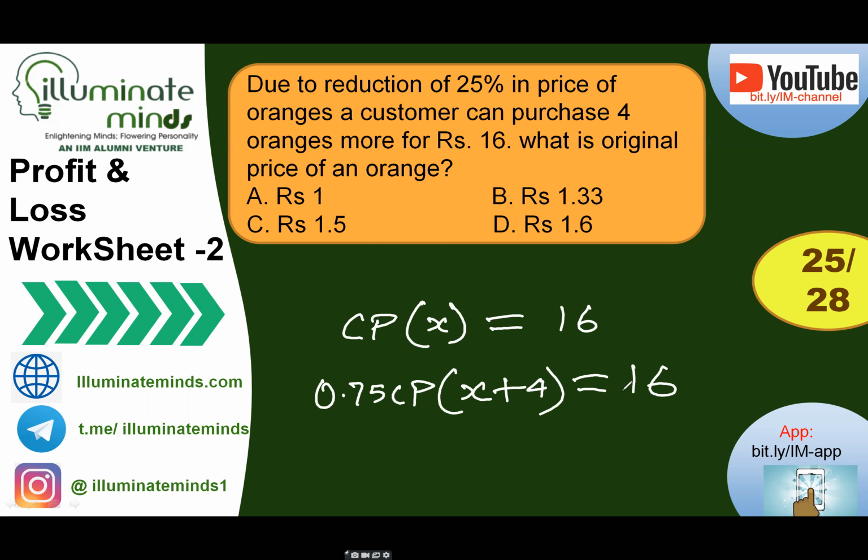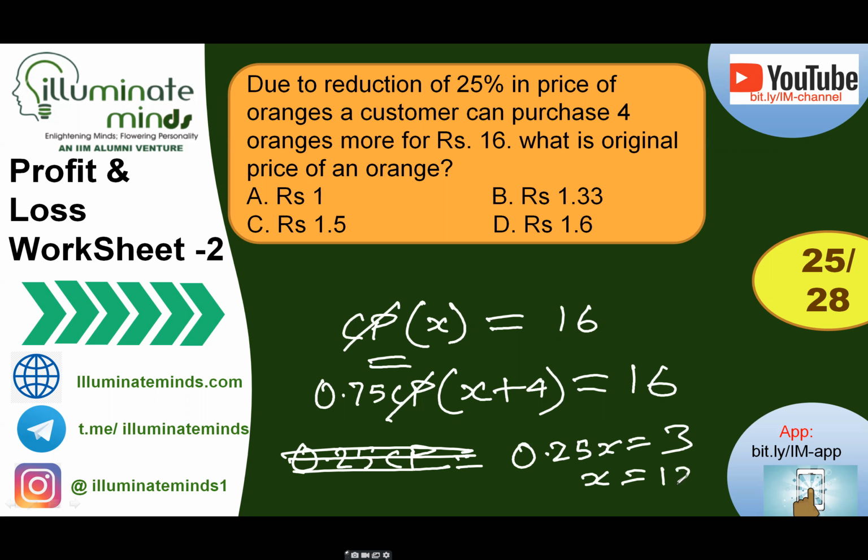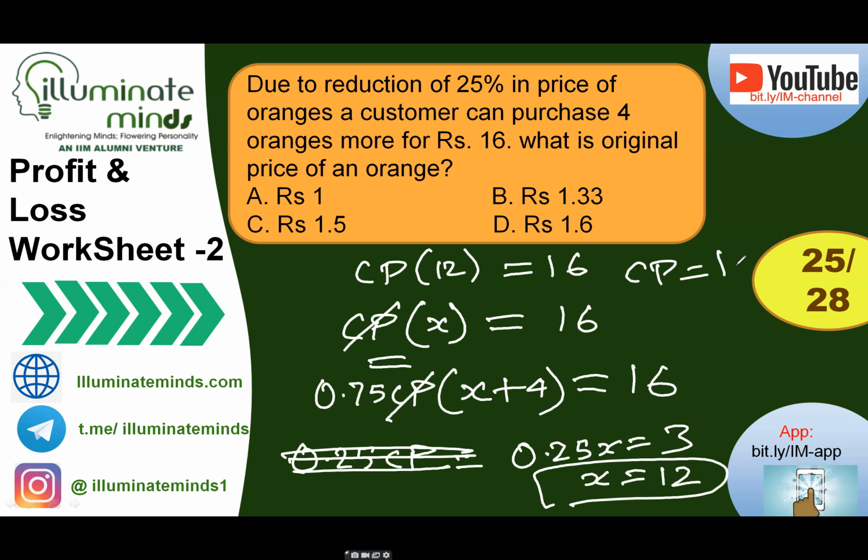Still he is paying rupees 16. So we'll make this equal to this. So this will be equal to 0.25 CP. Correct. CP gets cancelled. Sorry. CP gets cancelled. So this will become 1x and this will become 0.25x is equal to 3. X is equal to 12. So how many oranges will he be able to buy more? 12. What is the original price? So CP into 12 is equal to 16. So CP of each is equal to 16 upon 12, which is equal to 4 by 3, 1.33. Option B is the correct answer.